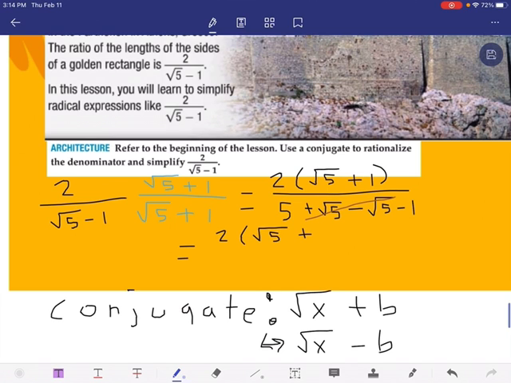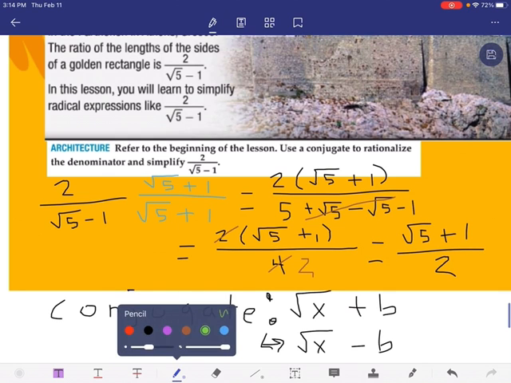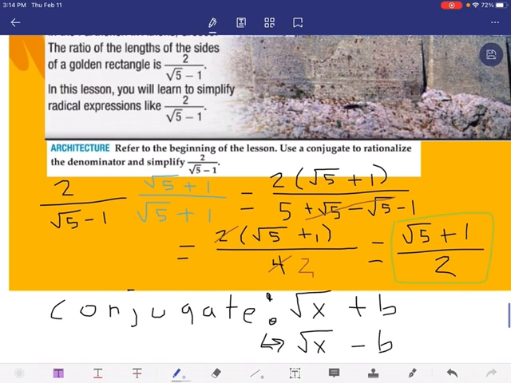So we end up with 2 times the square root of 5 plus 1. And now notice in our denominator we have 5 minus 1, which is 4. So then our last step is going to be, well, notice that 2 goes into 4 2 times. So we can reduce that. So we end up with the square root of 5 plus 1, all divided by 2. And that would be our final answer.